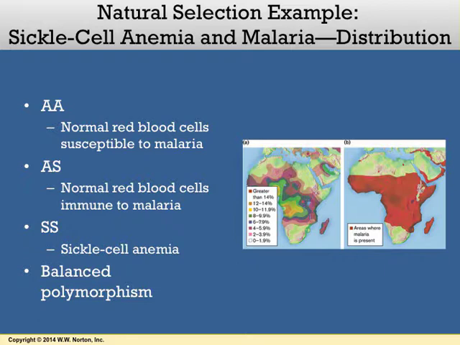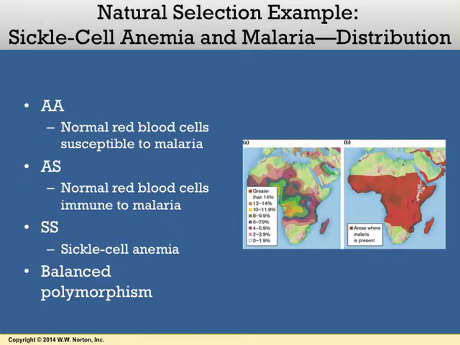It turns out that the AS individuals produced red blood cells that do not sickle and are poor hosts for malaria. This results in what is known as a balanced polymorphism, in which the heterozygous individuals are the most fit. But notice what this means.